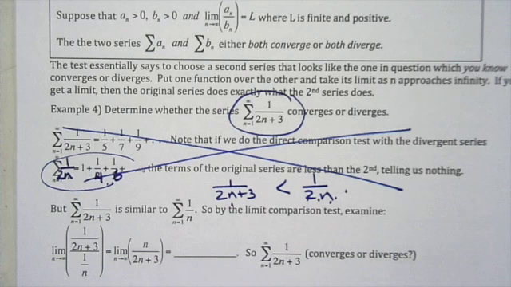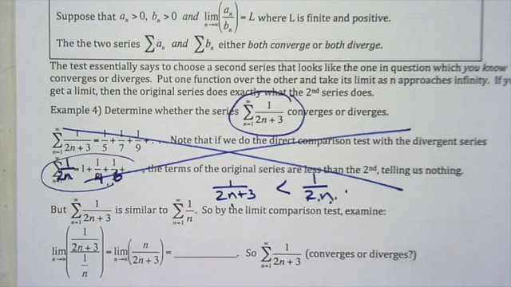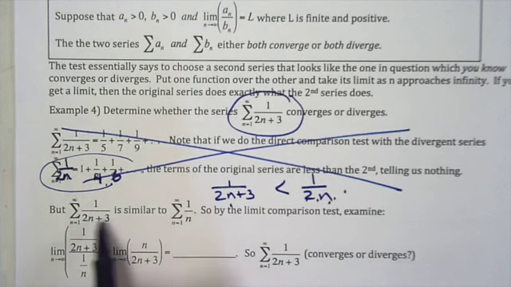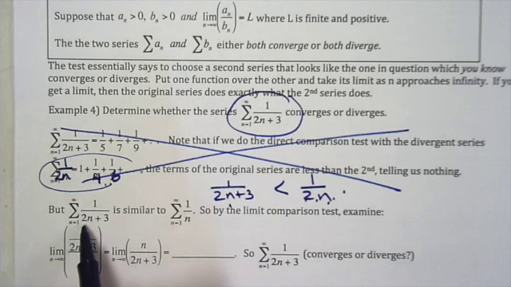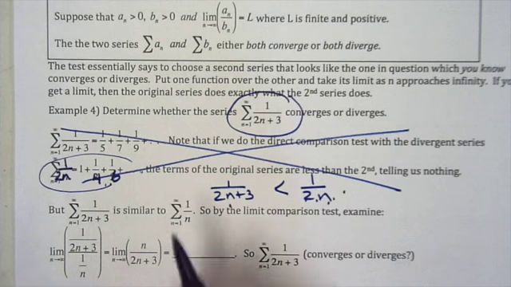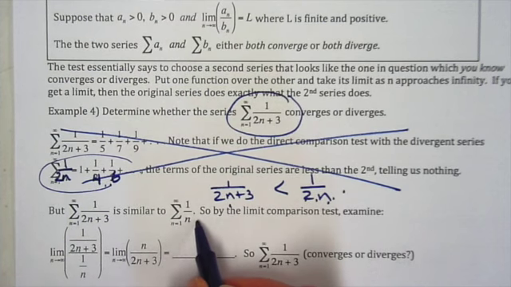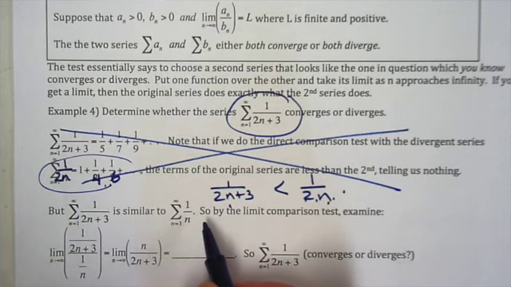And you're going to start the same way. You have to find a series to compare it to. It doesn't matter if you compare it to 1 over 2n or 1 over n. That 2 makes no difference. It's still a p-series. So I'm just going to compare it to 1 over n. This is a p-series that we know diverges.